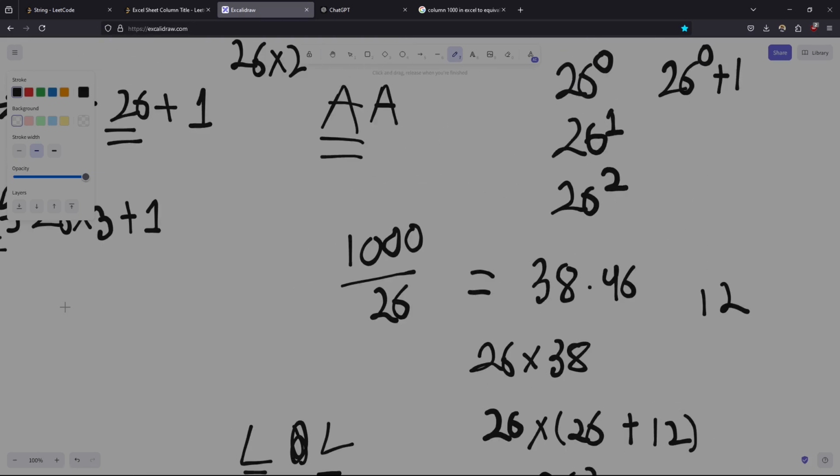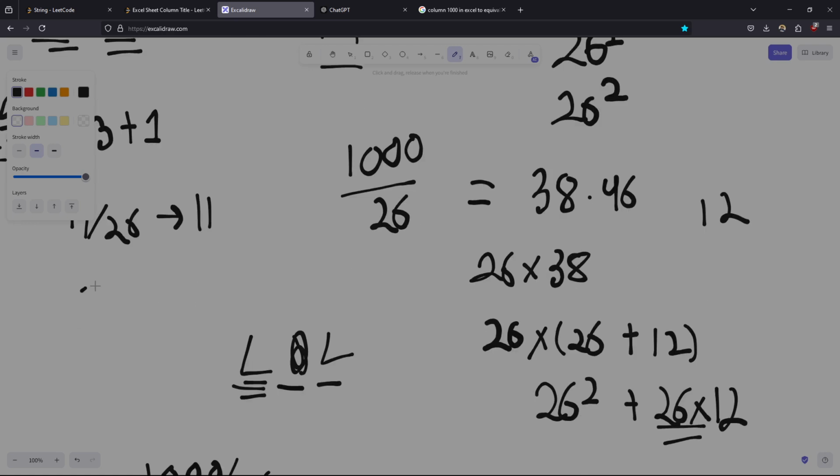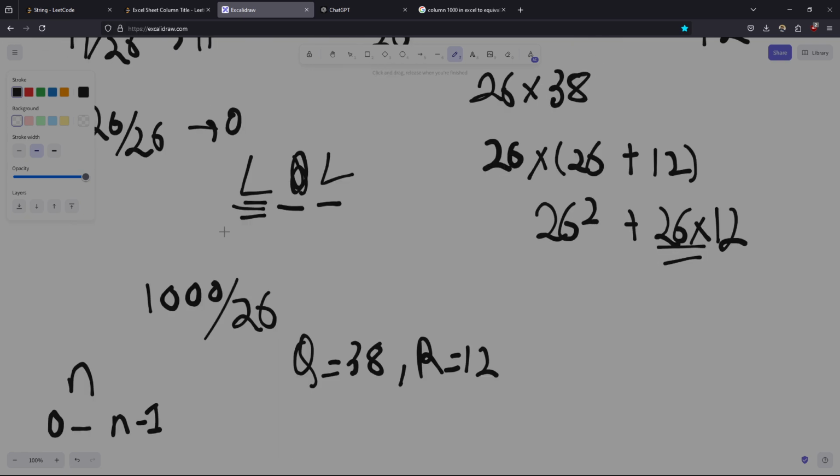When we divide 11 by 26, the remainder is only 11. When we divide 26 by 26, then the remainder will be 0. So if the remainder is 0, then we have to move one, but 26 is equivalent to Z. So if the remainder is 0, then we need to put Z at last.